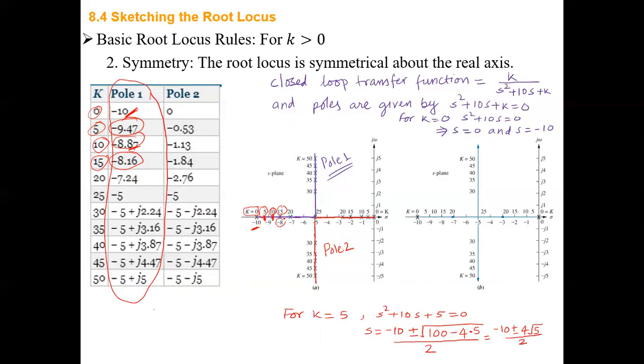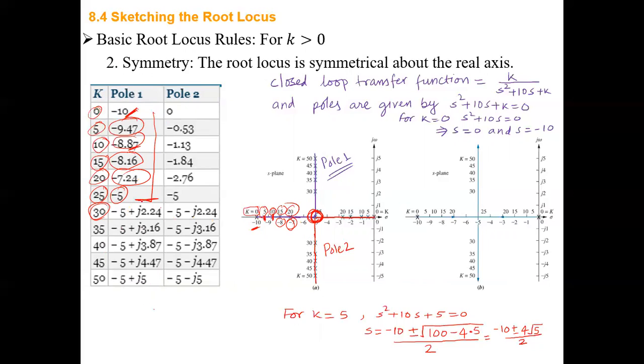Similarly 20. For 20, what is the pole? Negative 7.4, somewhere here. Then 25 is negative 5, right here. This is 25. Then 30. When you have 30, what is the pole? Until now it has just been real, meaning on the x-axis, right? Real means only on the x-axis.